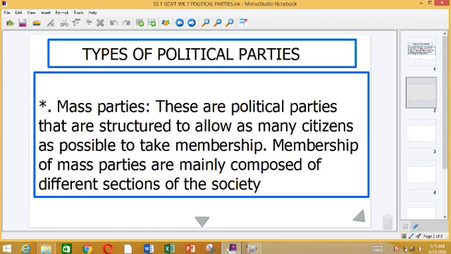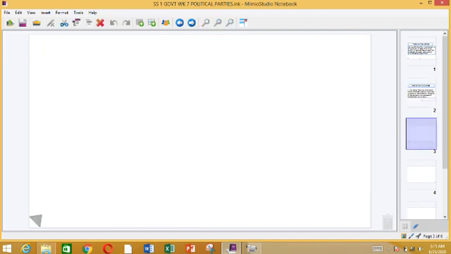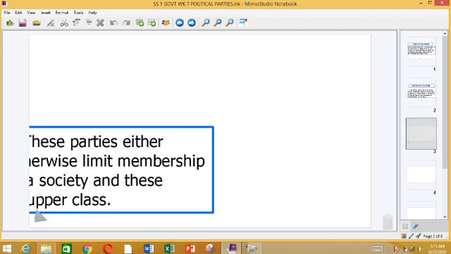They open their membership to all sections of the society. So there is no category of persons that are not allowed into this party, provided one has the mind, one is prepared, one has taken a decision to be part of them. The person is allowed to join the party. That is why it is called mass party, because it's open to all. Let's look at the other type of political party we have.